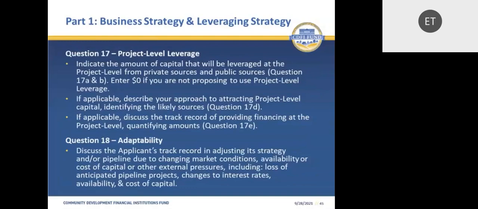Next slide. And finally, our last type of leverage, project level leverage. And again, similarly to the other types of leverage, for 17A and B, you will separate private sources from public sources. And if you're not proposing to use public project level leverage, enter 0. For question 17D, you'll describe your approach to attracting project level capital and identify the likely sources. And then for 17E, again, you'll discuss your track record of providing financing at the project level, quantifying the amount. And then switching gears, for the next question, this is where we're going to ask you about your adaptability.